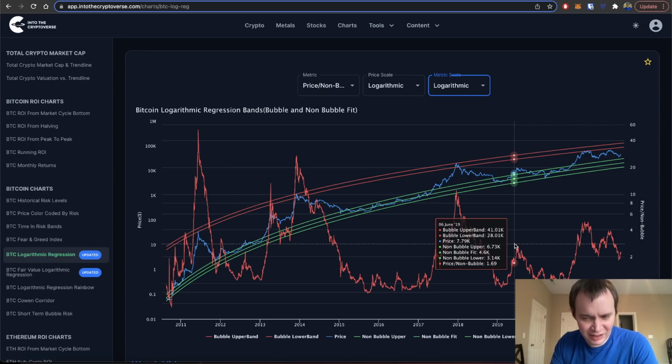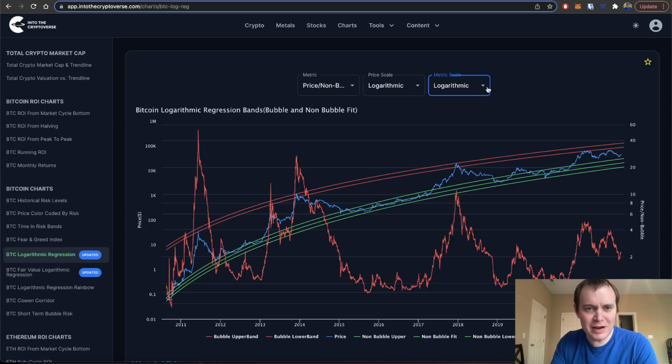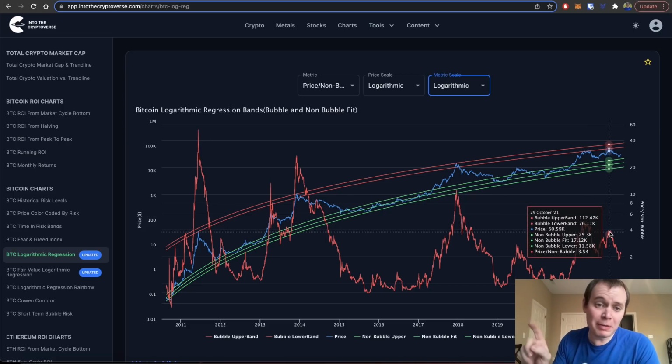The best way to illustrate this is the fact that the price divided by the fair value reached a higher extension back in April of 2021 than it did in November, despite the fact that in November we went to a higher price. Okay, so I'll say that again. Despite the fact that Bitcoin went to a higher price in November of 2021, the extension from the fair value was not as significant as it was when Bitcoin went to 64K about half a year before.